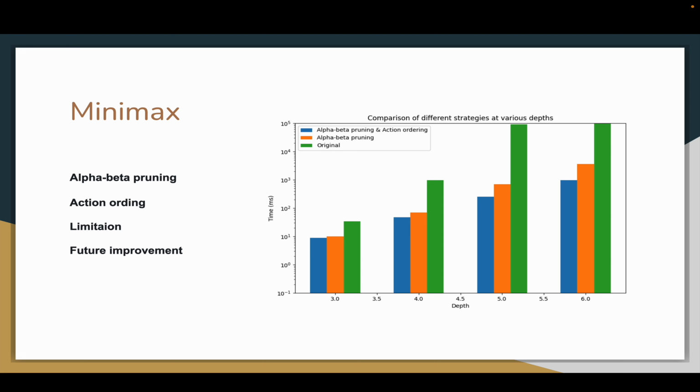Let's take a look at the chart. It shows time growth as depth increases. Notice significantly less time growth for alpha-beta pruning and action ordering, especially at higher depths. However, beyond a certain depth, computation becomes too large and performance decreases, particularly with more actions.